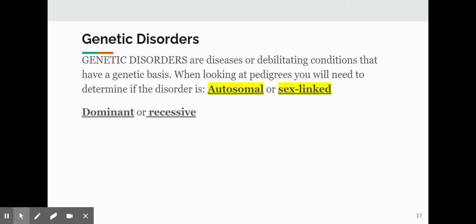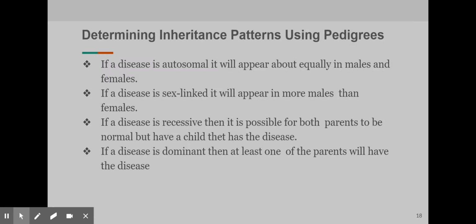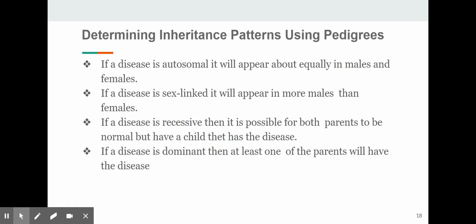All right. So genetic disorders are diseases or conditions that have a genetic basis. When looking at pedigrees, you need to determine if it is autosomal or sex-linked, or if it's dominant or recessive. So it could be any combination of that. It could be autosomal dominant, autosomal recessive, sex-linked dominant, sex-linked recessive. All right. So determining inheritance patterns using pedigrees.